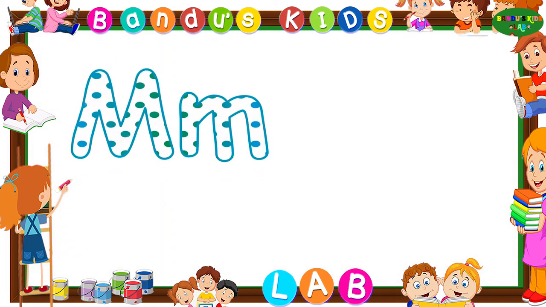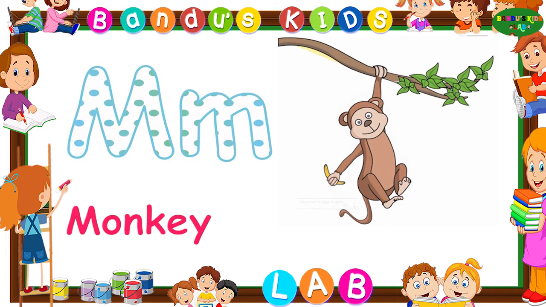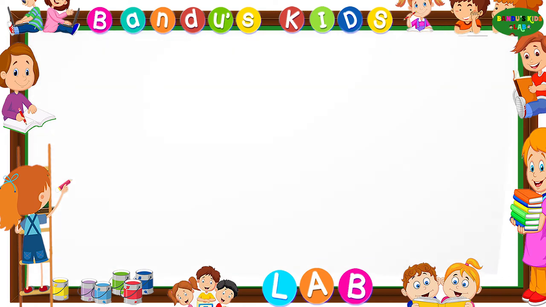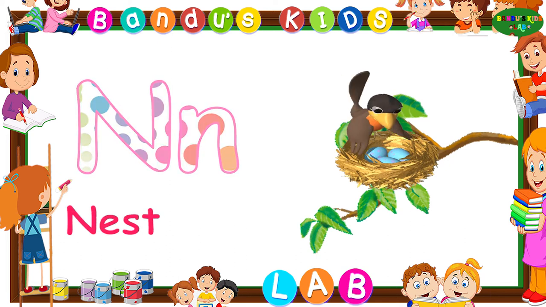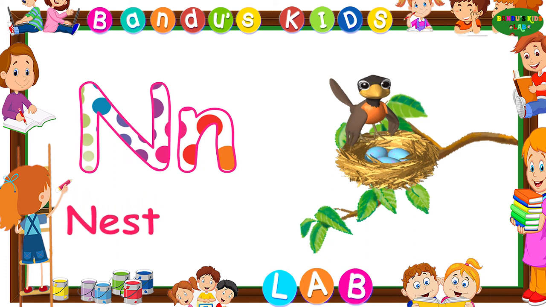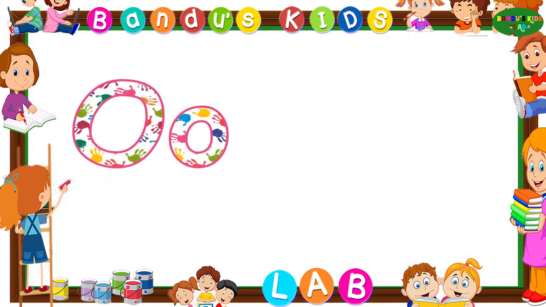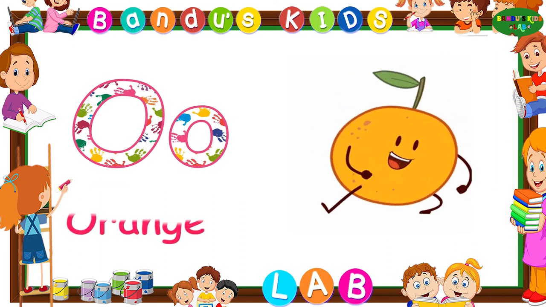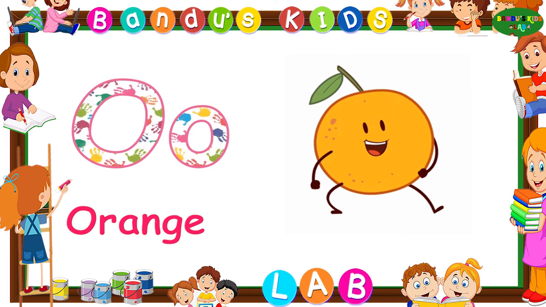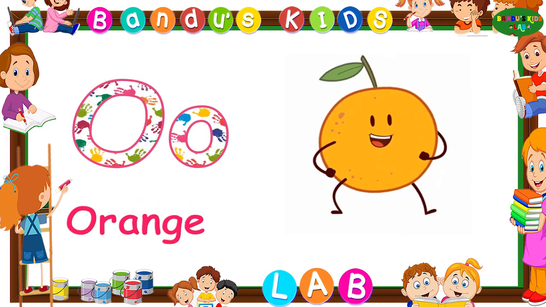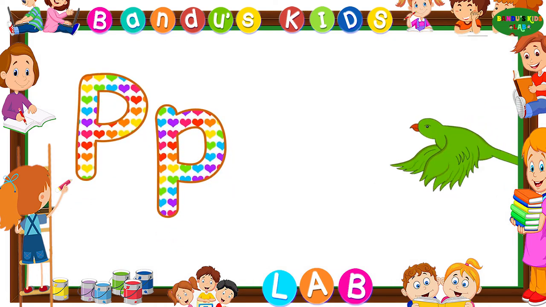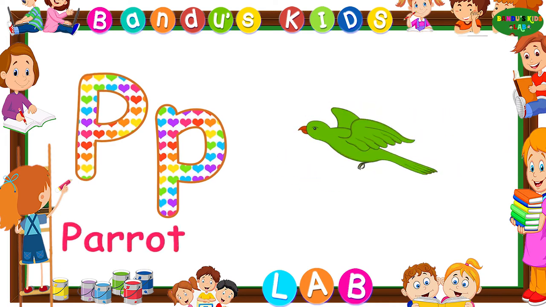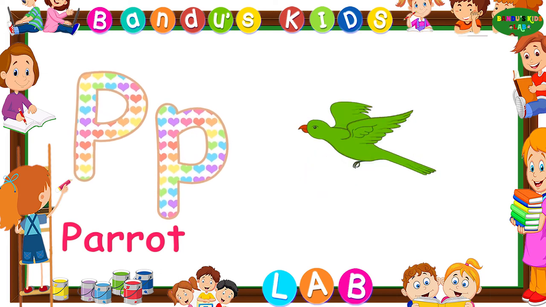M. M is for monkey. M, m, m, monkey. N. N is for nest. N, n, n, nest. O. O is for orange. Orange. P. P is for parrot. Parrot.